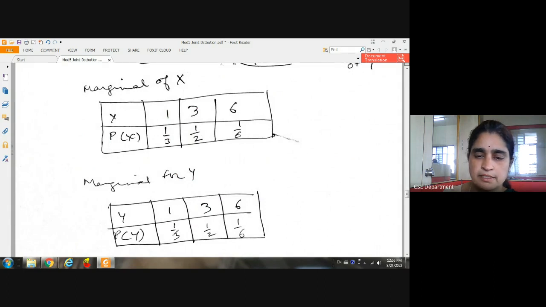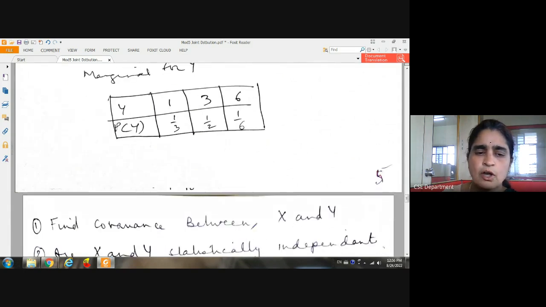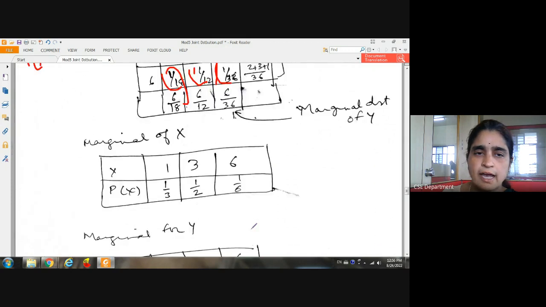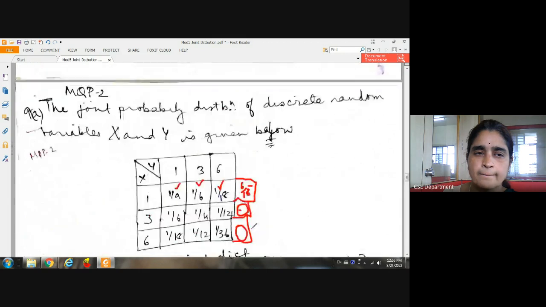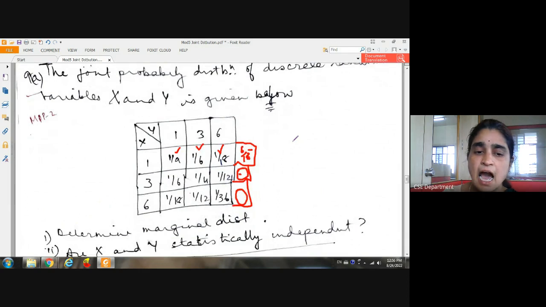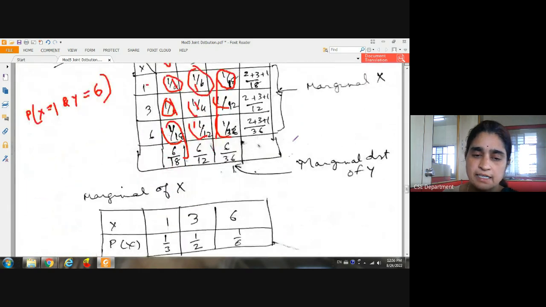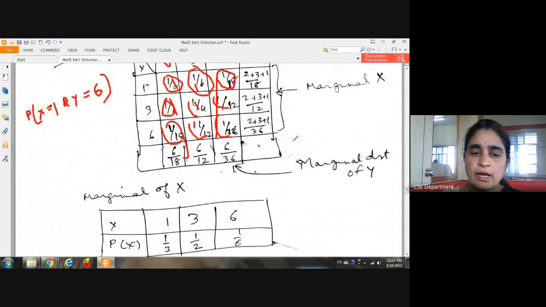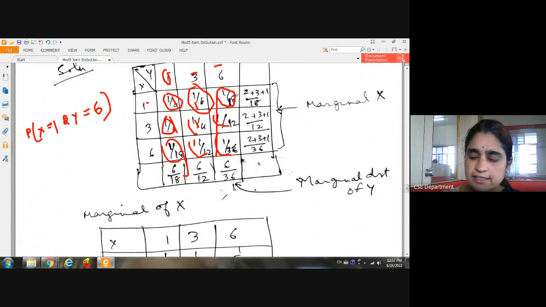These are the probabilities. So now, they have said find the marginal distributions and are they statistically independent? For statistical independence, what should happen? The product of the marginals is equal to the cell value. Then it will be independent. So how to check that?